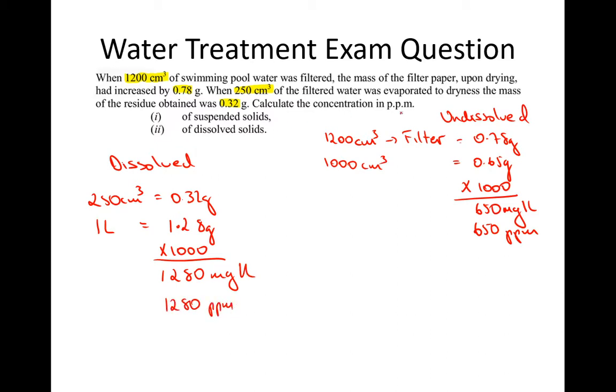So calculate the concentration in ppm of suspended solids. Now suspended is undissolved, so that's 650, and dissolved solids 1280 parts per million. And that's it. Questions are as easy as that when it comes to that type of calculation.